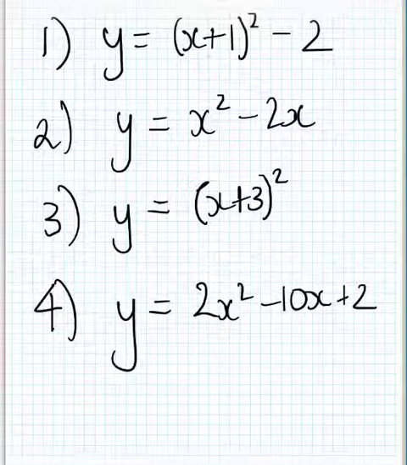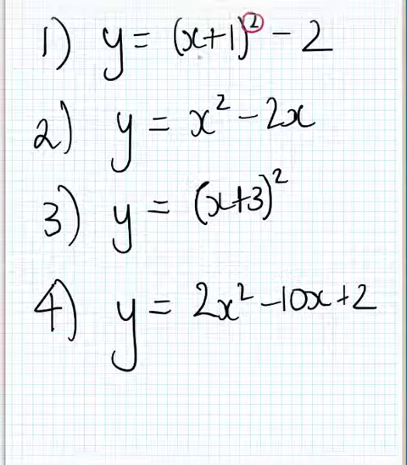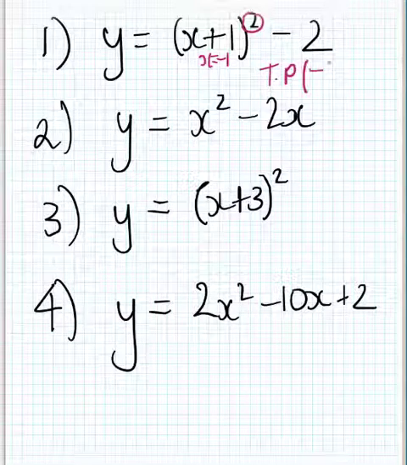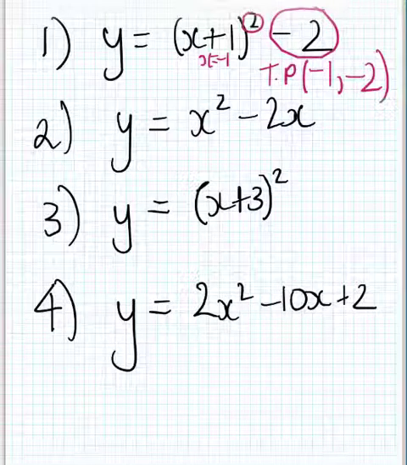So first one, is it in turning point form? Is there a squared? Yes. Is there an x on its own? No, there isn't. So this is in turning point form, and the value of my turning point has an x value of, if I solve this, x is -1. So the turning point for this one is when x is -1 and y is -2. Remember, the value of y is just what it is. It never changes.